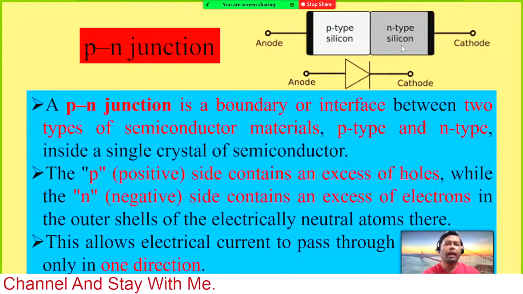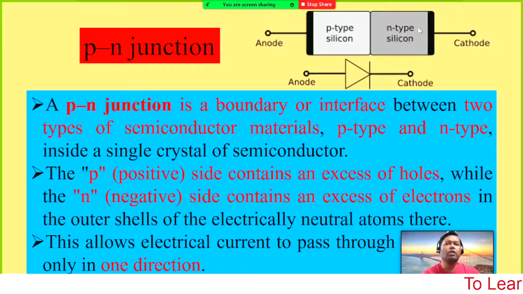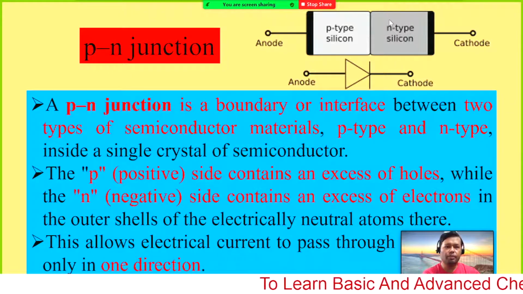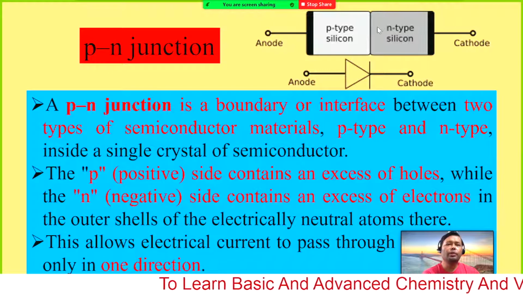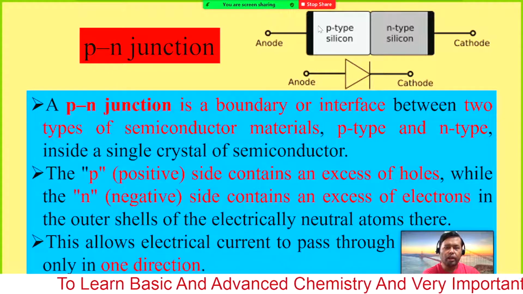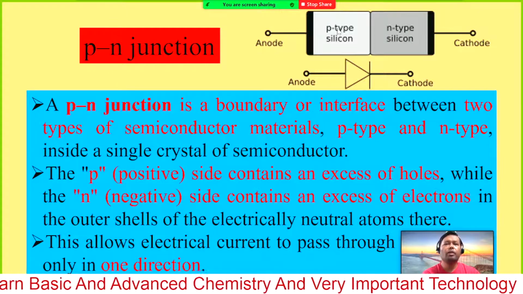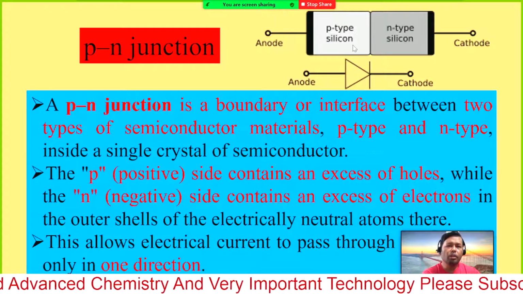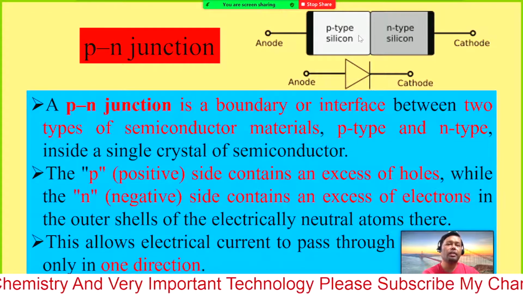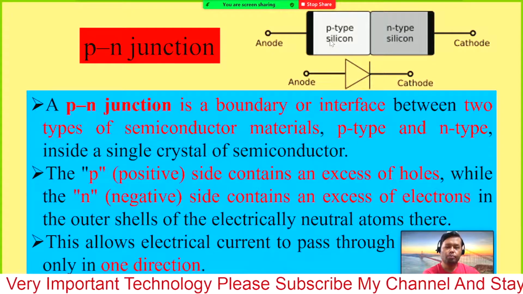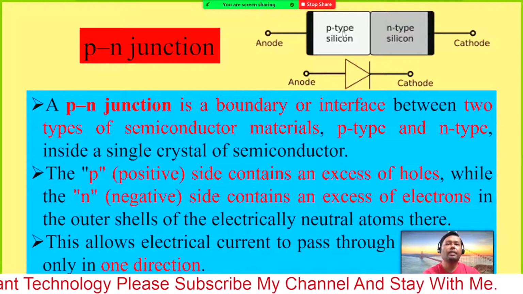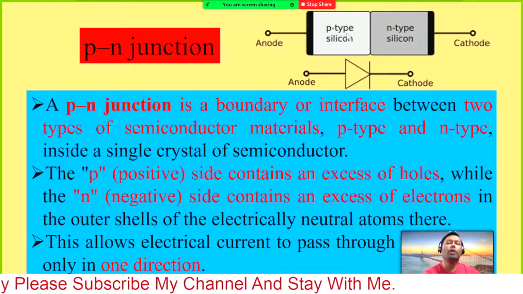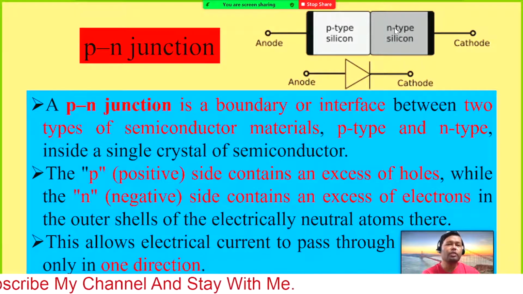So what will happen if you apply some potential difference? In that case, the free electrons of the n-type semiconductor will try to move this way towards the hole, and the hole in the p-type semiconductor will try to move towards the right. But actually the hole does not flow, the electrons flow.